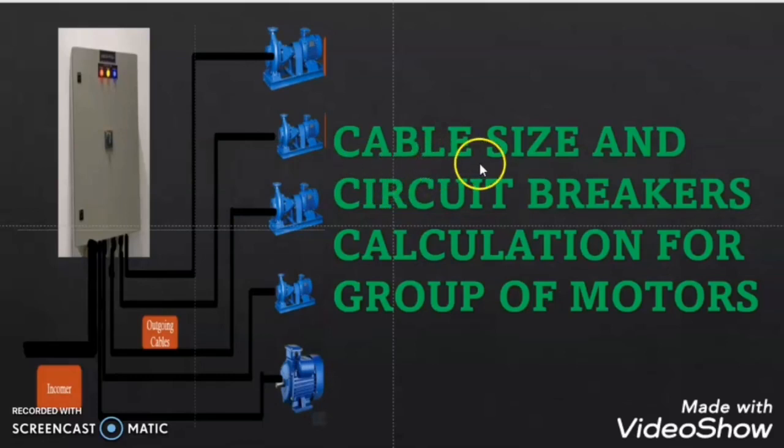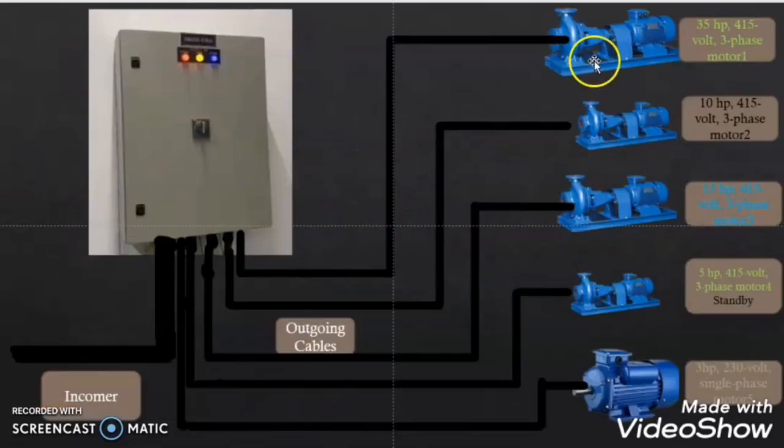In order to better understand the cable size and circuit breaker size calculation for a group of motors, let us take an example. Here we have 5 motors. One motor is a 35 HP motor, 3 phase. Second motor is a 10 HP motor, 3 phase. Third motor is a 15 HP motor, 3 phase. Fourth motor is a 5 HP motor, 3 phase, but this motor is a standby. And the fifth motor is a 3 HP motor, single phase.